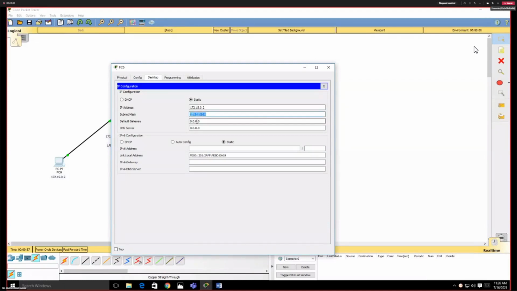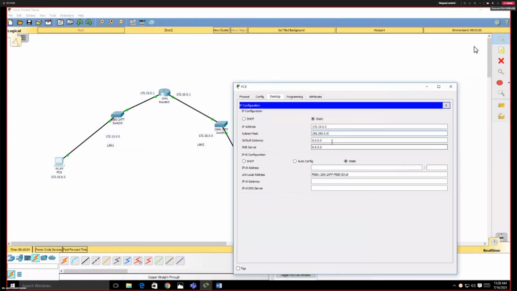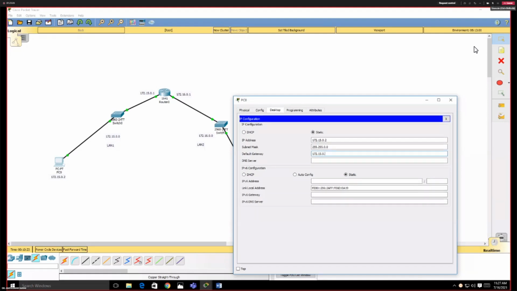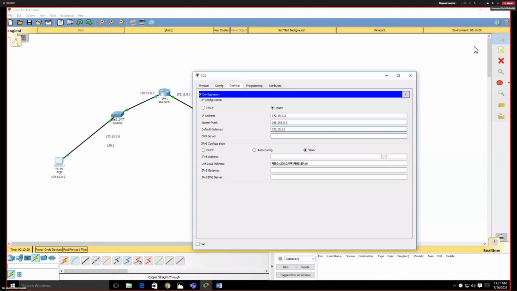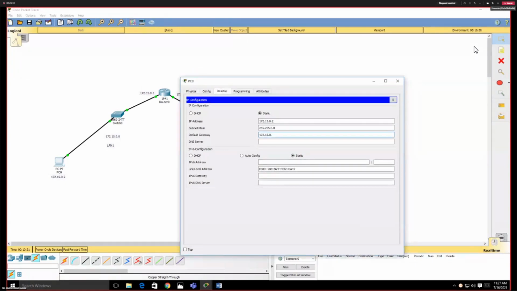The default mask will be 255.255.0.0 because it is class B. Now the question is what I have to assign as the default gateway address. 172.15.2.1? 172.15.0.1? Please tell me the answer again. What do I have to assign as the default gateway?